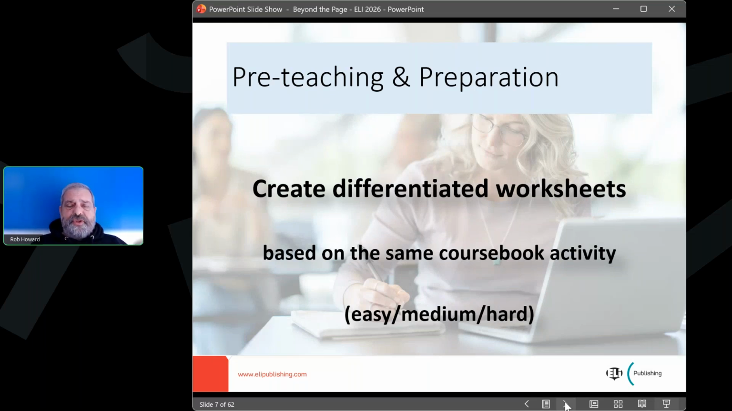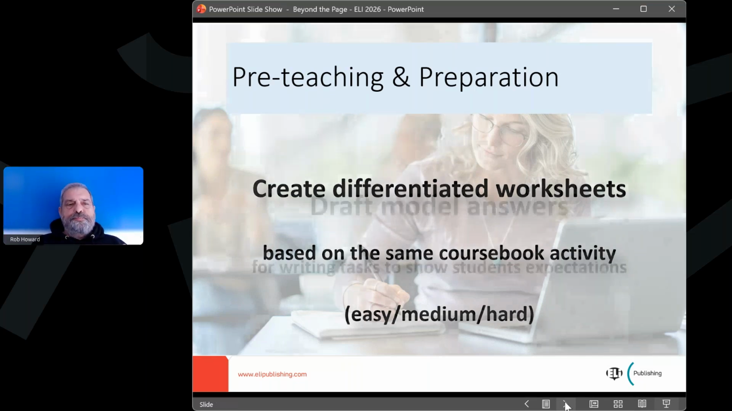And base this around the same coursebook activity. Oftentimes people run out and they put in other material that's not focused and based around the coursebook. And this will run into problems with not keeping everything in line for you.